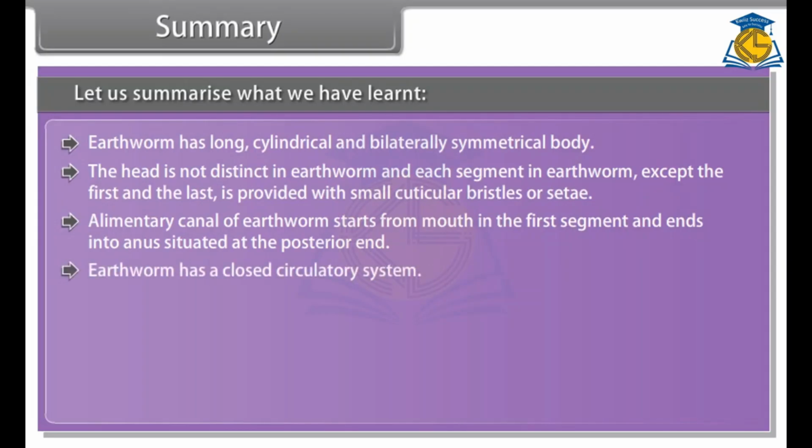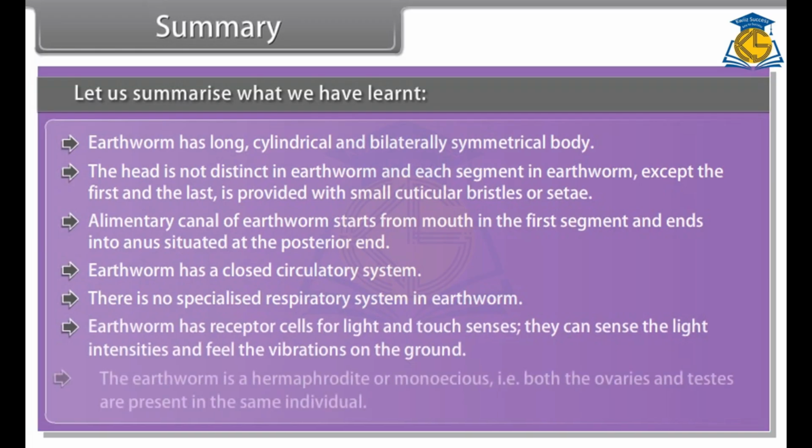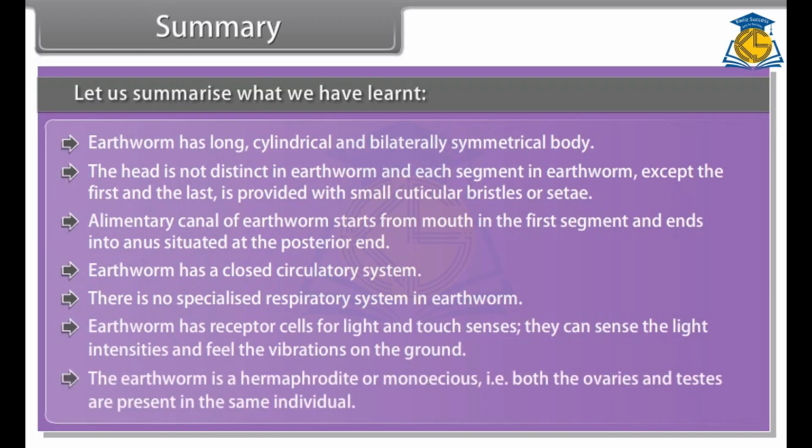Earthworm has a closed circulatory system. There is no specialized respiratory system in earthworm. Earthworm has receptor cells for light and touch senses. They can sense the light intensities and feel the vibrations on the ground. The earthworm is a hermaphrodite or monoecious, that is, both the ovaries and testes are present in the same individual.